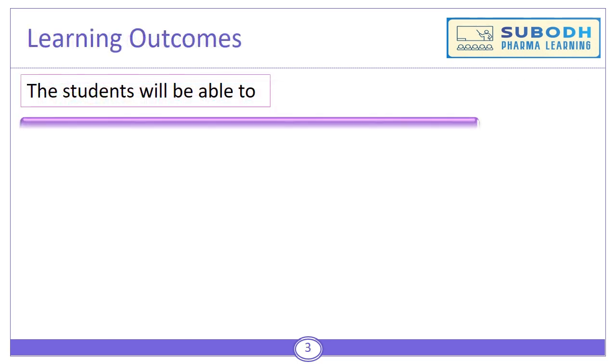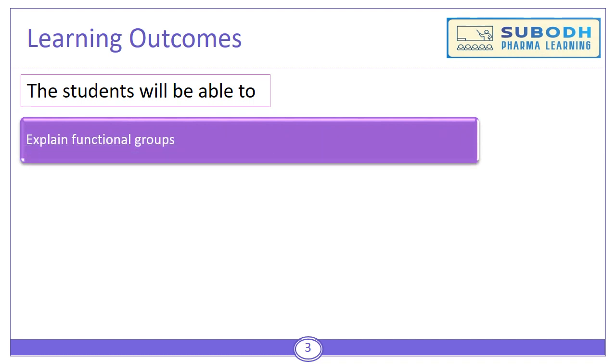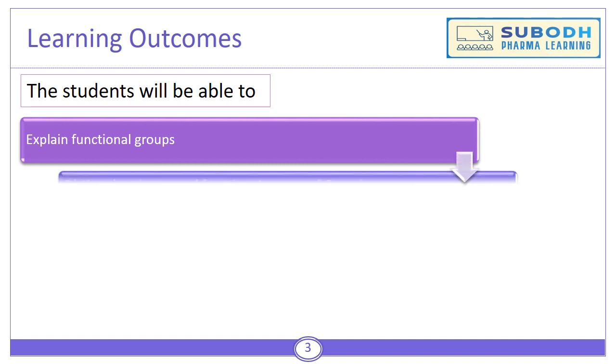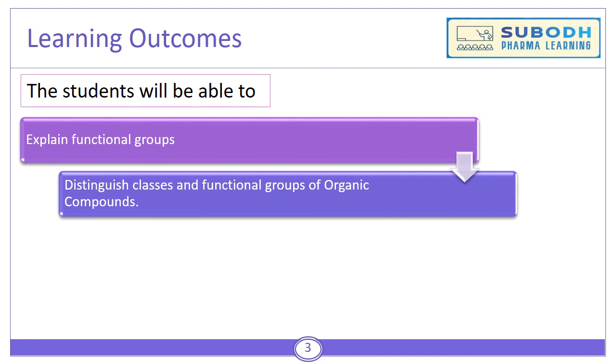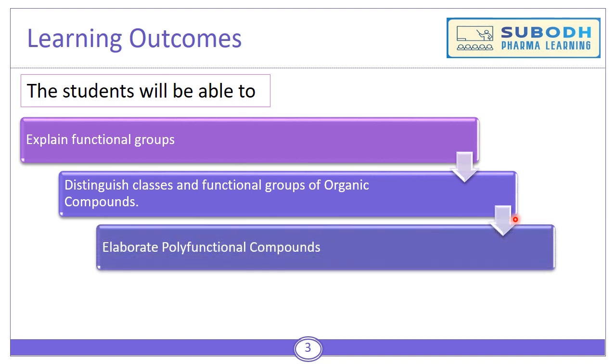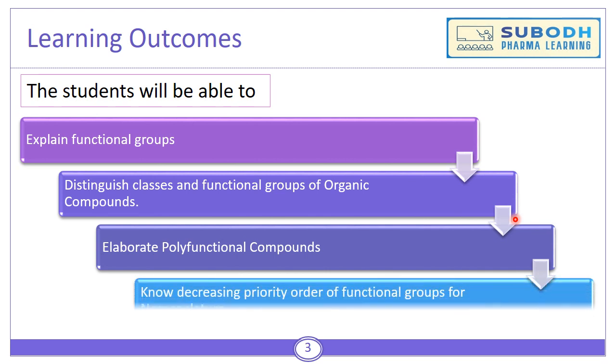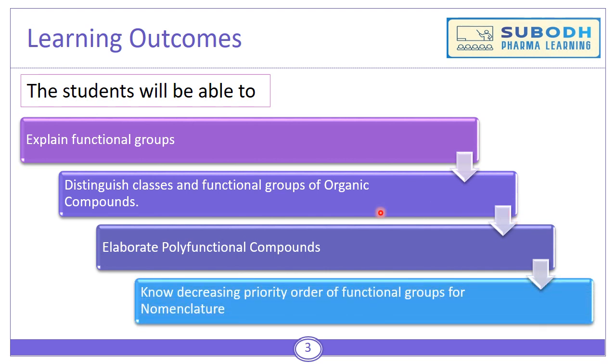After watching this video, the students will be able to explain functional groups, distinguish the classes and functional groups of organic compounds, elaborate polyfunctional compounds, and know the decreasing priority order of functional groups for nomenclature.